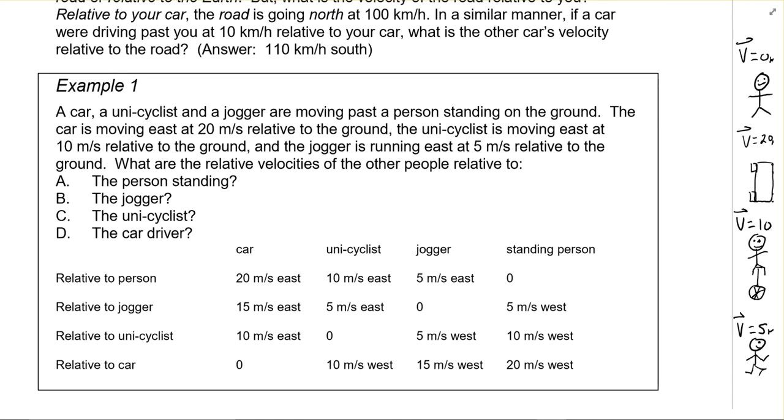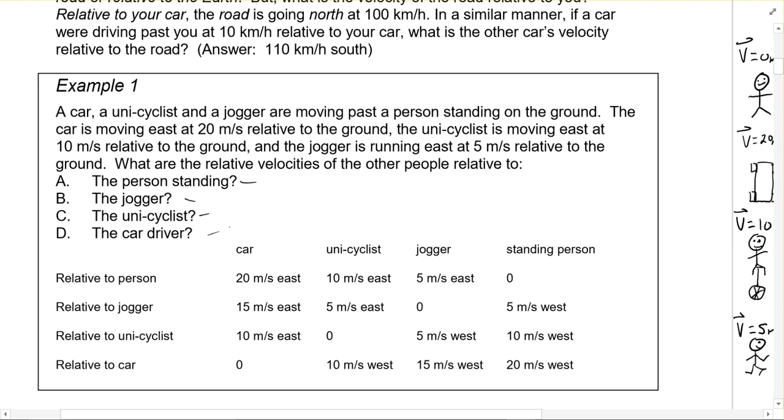All right, so if we look at example number 1 here, it says a car, a unicyclist, and a jogger are moving past a person standing on the ground. The car is moving east at 20 meters per second relative to the ground. The unicyclist is moving east at 10 meters per second relative to the ground. And the jogger is running east at 5 meters per second relative to the ground. What are the relative velocities of the other people relative to the person standing still, the jogger, the unicyclist, and the car driver?